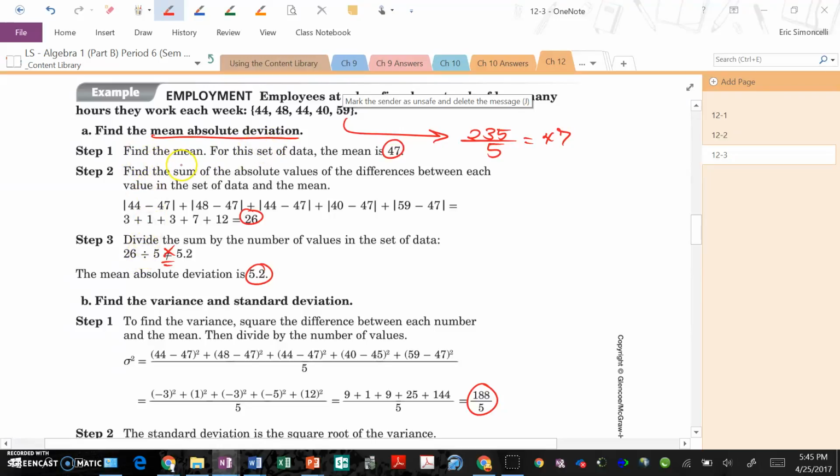We first find the mean. We then find the sum of the absolute values of the differences between each value in the set of data and the mean. And then lastly, we divide the sum by the number of values in the set of data. So let's start with the mean.